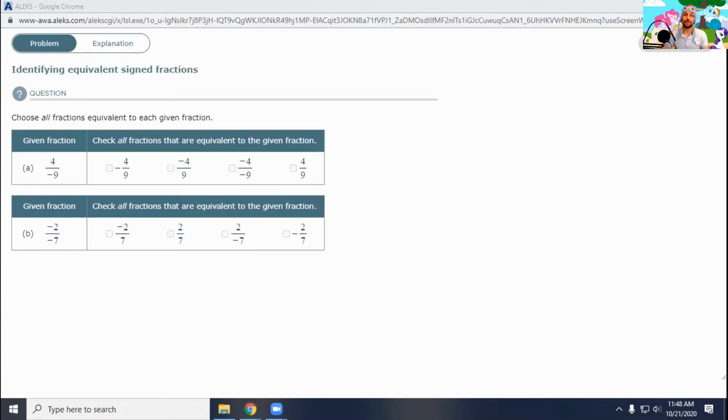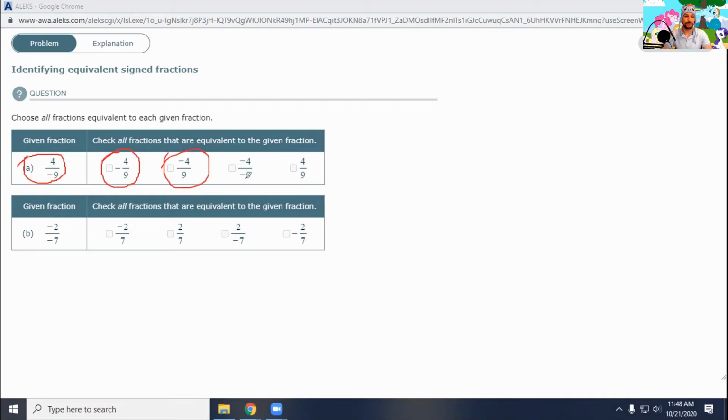So what I'm going to do is use my tools here, although you could do this in whiteboard as well, and identify which fractions are negative and which are positive. Our given fraction has only one negative sign, so this is a negative fraction. It's negative. Here we see only one negative sign, it's negative. One negative sign, it's negative.